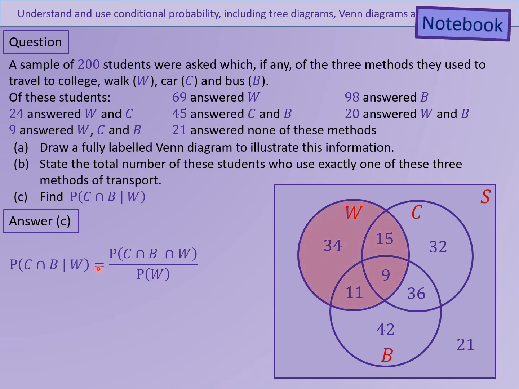So this is how we could write it. This is how we need to think about it. Given that I've got a student that walks, so that's all those results just there. I can add those together. I don't need to. I know it adds up to 69. Okay, so out of those 69 students, how many of those were also C and B? Well, it's going to be those 9. 9 students out of the 69 is the answer they're looking for. And you can only do that because you managed to fill in the Venn diagram earlier on.